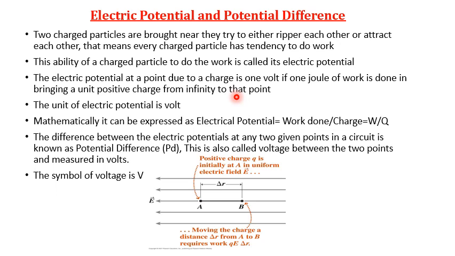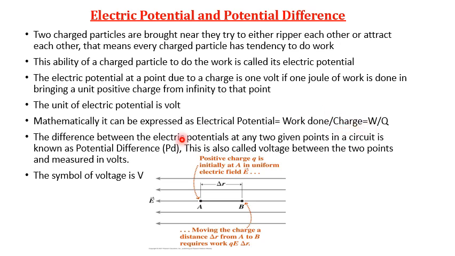If you consider an electrical circuit and say that the electric potential is 1 volt, that means 1 joule of work is done by bringing a unit positive charge from some point to some point. So the electric potential at a point is said to be 1 volt. Here also the unit of electric potential is volt. Mathematically we can represent electric potential as work done by charge, that is W divided by Q.